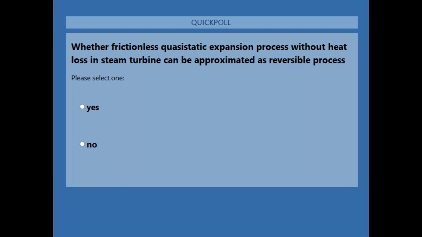So the correct answer is, we are talking about expansion in the steam turbine where there is no friction, the process is quasi-static, and there is no heat loss. So obviously, in the absence of any non-equilibrium and in the absence of any dissipative effect, the process has to be a reversible process. Of the students who responded, 70 to 75% have got it right.